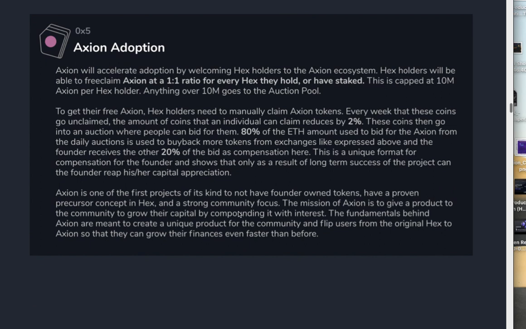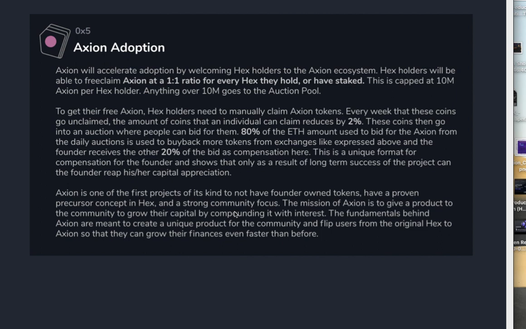Axion adoption. Axion has accelerated adoption by welcoming Hex holders to the Axion ecosystem. So this is how to scale the system. Hex holders will be able to free claim Axion at a 1-to-1 ratio for every Hex they hold or have staked, but that must have been on the snapshot of the Hex wallets, which was the 12th of May 2020. This is capped at 10 million Axion per holder. Anything over 10 million goes to the auction pool, so that's good to know. There's a lot of Hex value in terms of Axion going to the auction pool.